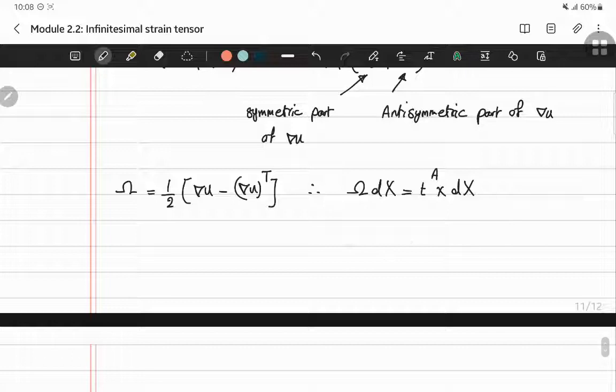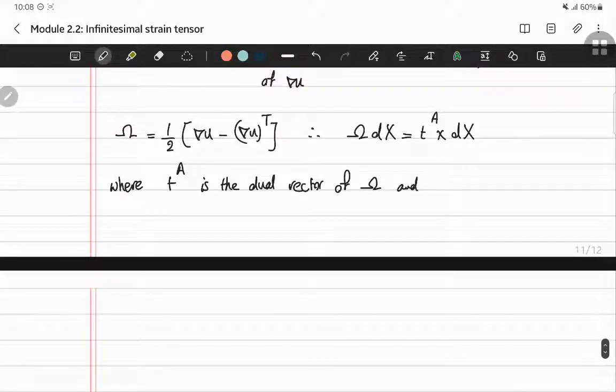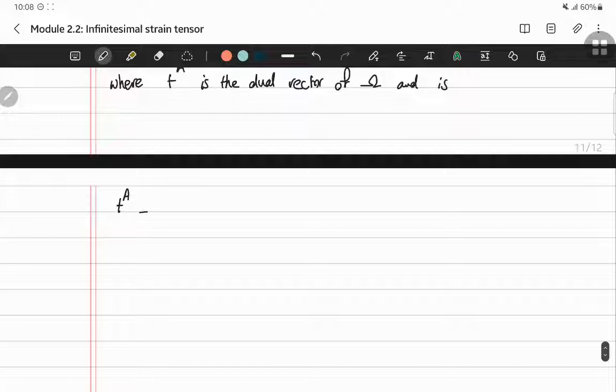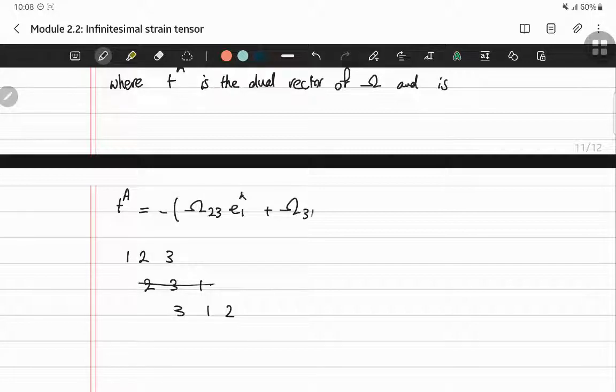Therefore, where t_a is the anti-symmetric part, the dual vector of omega, we have t_a, and if you remember, t_a was, with indices 1, 2, 3, 2, 3, 1, 3, 1, 2, omega 23 e1 plus omega 31 e2, and then finally omega 12 e3.